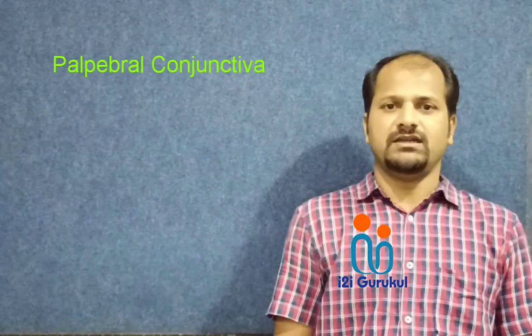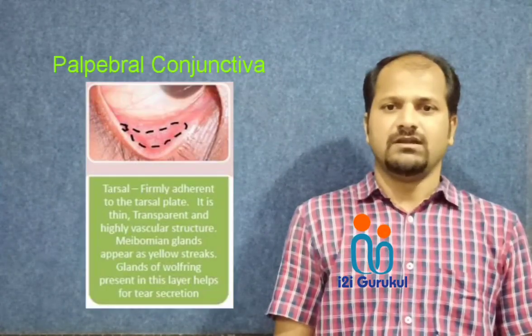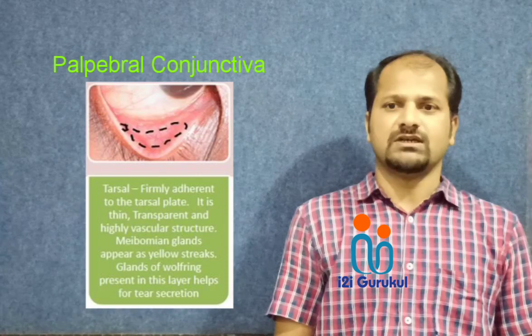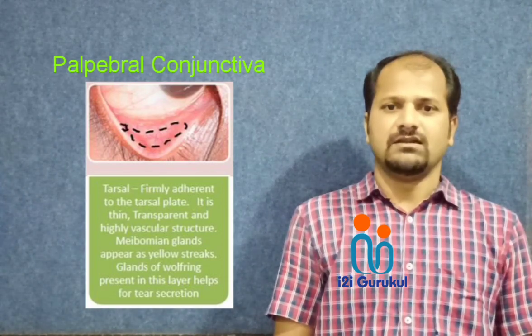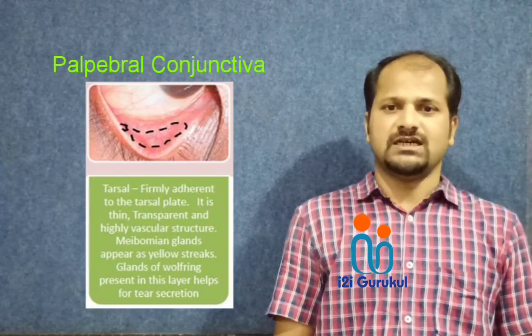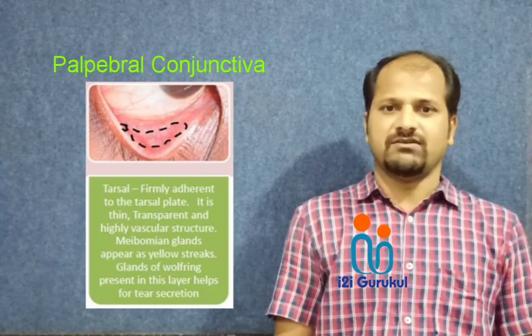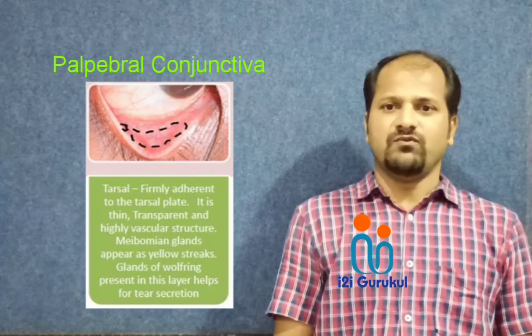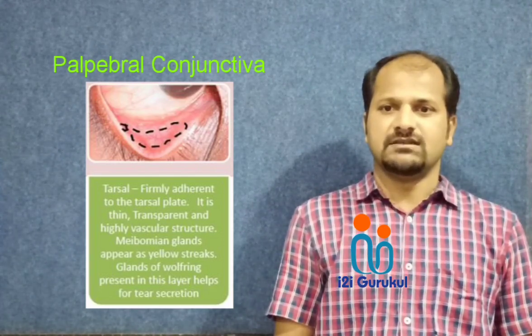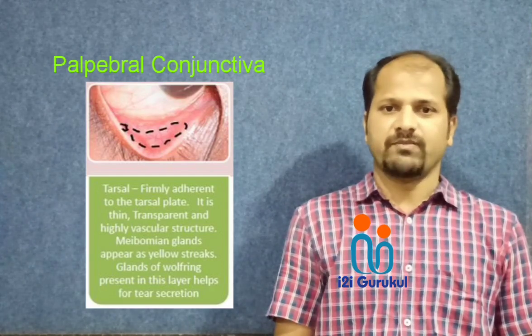Next is tarsal conjunctiva. Tarsal conjunctiva is present in both upper and lower eyelid. Tarsal glands, those are Meibomian glands, are visible through the tarsal conjunctiva as yellow lines. Glands of Wolfring are present in the upper and lower lid borders of the tarsus.